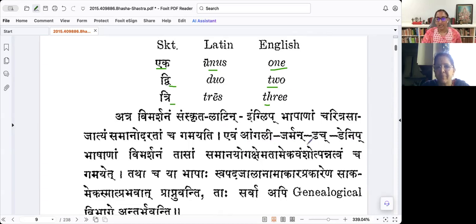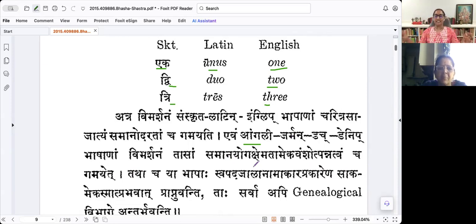Evam Angali, German, Dutch, Danish, Anglo-Saxon. He is saying that English comes from Middle Saxon and then Anglo-Saxon. If we look at the older languages, English came from the Middle Saxon language and then the older Saxon languages. So Anglo is what comes in their genealogy classification. So Angali, German, Dutch, Danish, Bhashanam Vimarshanam Tasam Samana Yogakshematam Ekavamsha Utpannatvam cha Gamayet.